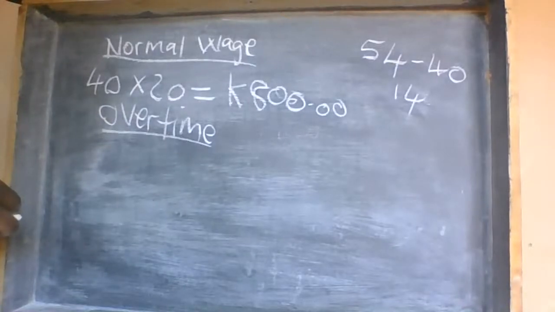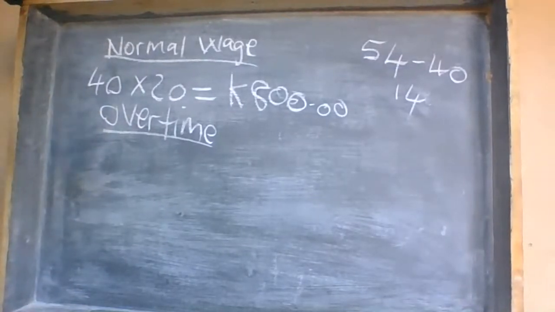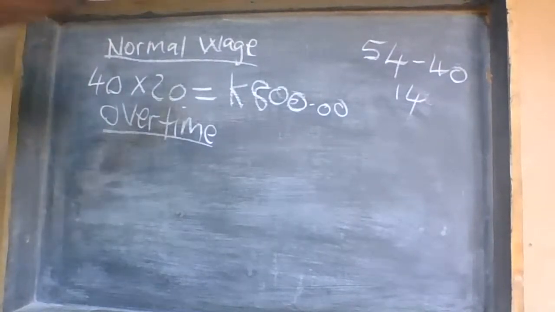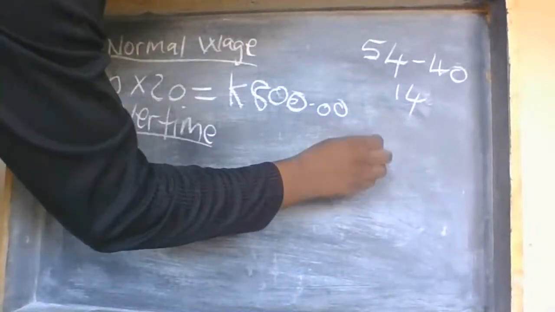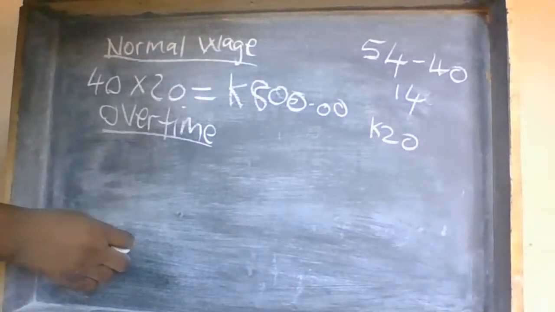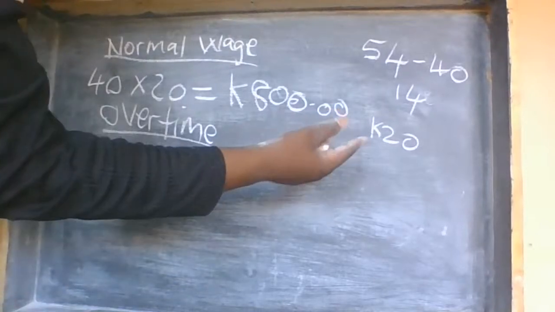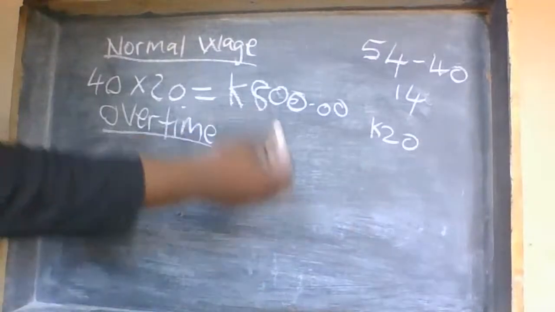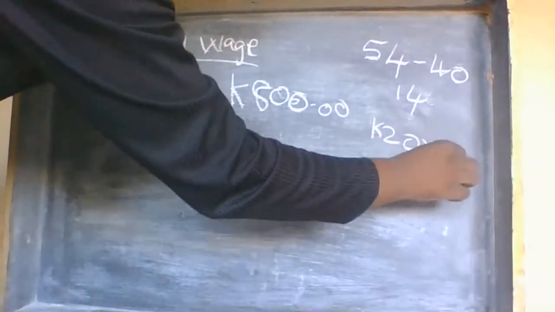Now here they are saying in the question that his overtime is double time. So if in an hour he works for 20 kwacha, then if he has overtime, this 20 will be times 2, is double time. So we're going to say this 20 times 2.